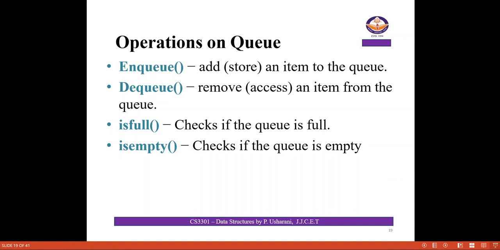What are the operations on queue? First one is NQ, second is DQ, third is is full, fourth is is empty. In NQ operation, add an item to the queue. In DQ operation, remove an item from the queue. In the is full operation, while adding an item into the queue, we have to check the is full condition. In is empty, while removing an item from the queue, we have to check the is empty condition.